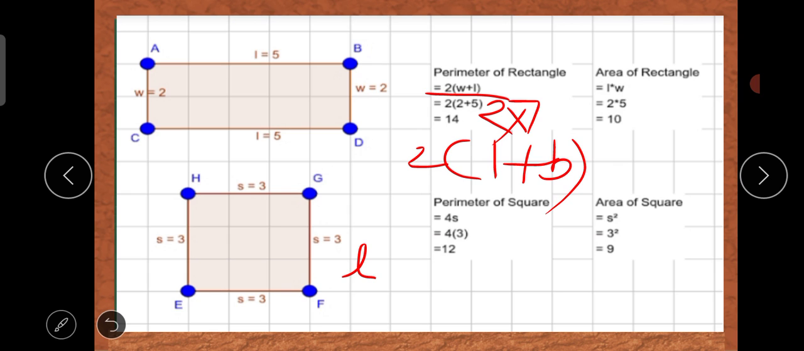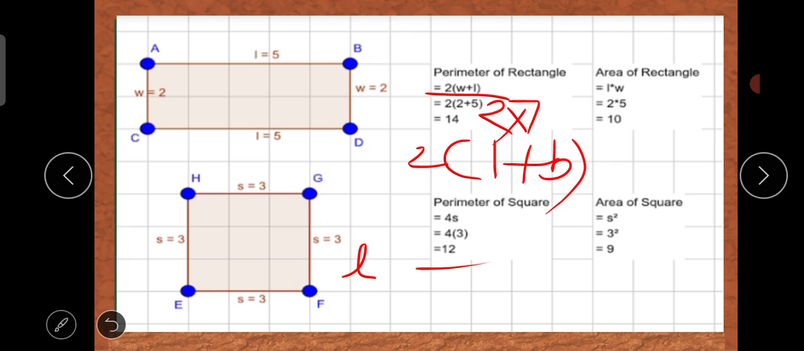So when we are finding the perimeter of a square, we multiply 4 into the side. 4 because a square has 4 sides. So 4 is multiplied by one side, which we know, and we get the perimeter of the square. Here the side given is 3. So 4 multiplied by 3, we get 12.